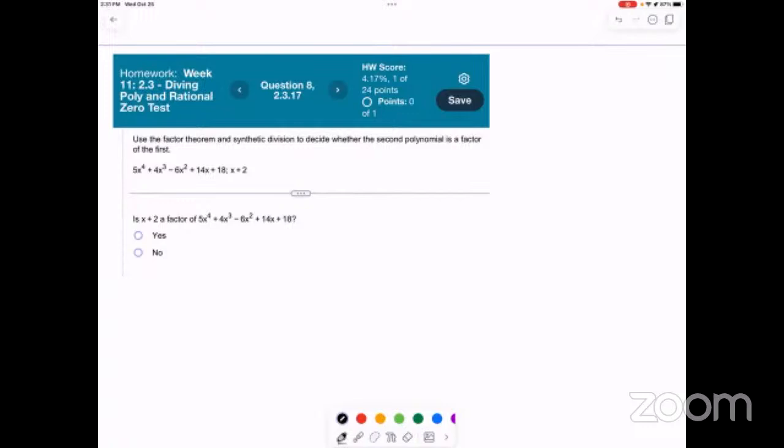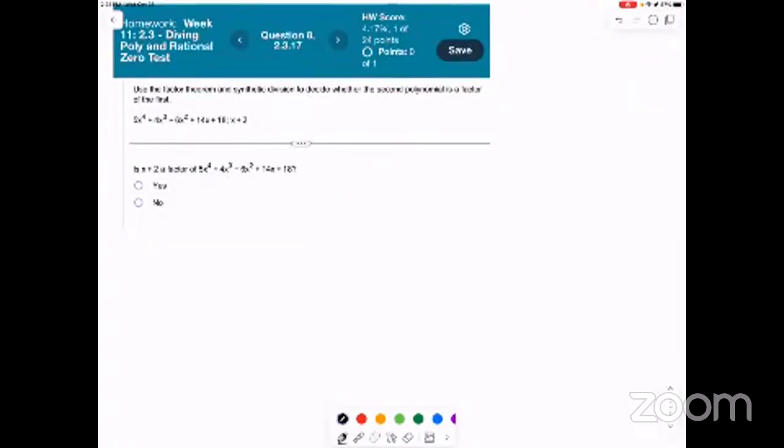So when we do synthetic division, the remainder must be 0. If x plus 2 is our factor, then our 0 will be what? -2 goes in the chair. Then we take the coefficients, right? We have a power of 4, so that's going to be 5, 4, -6, 14, 18. And I don't think we need any placeholders, right? Every power is accounted for: 4, 3, 2, 1, 0. So we didn't need any placeholders.